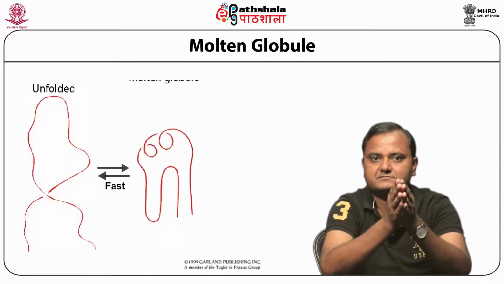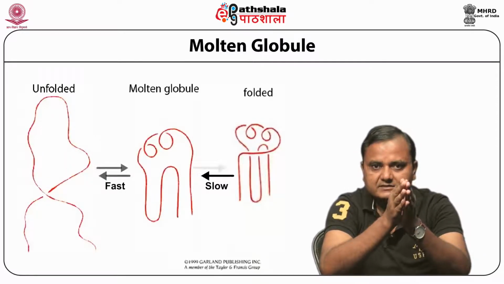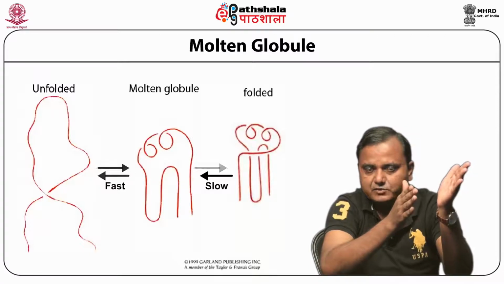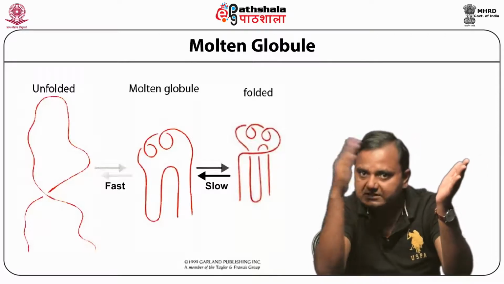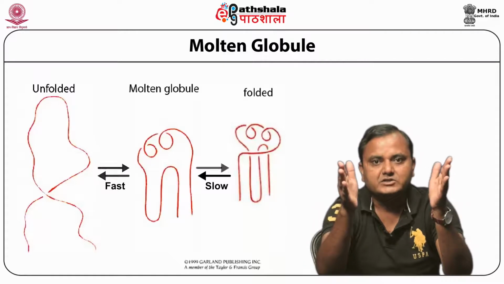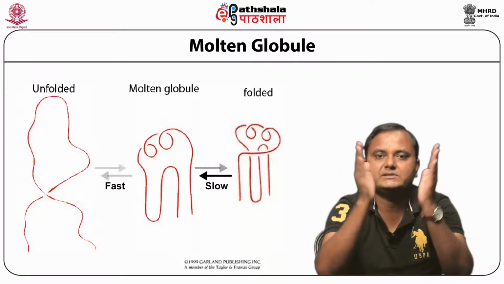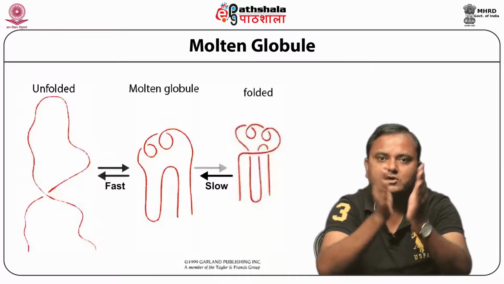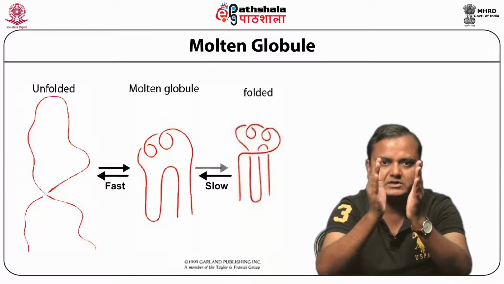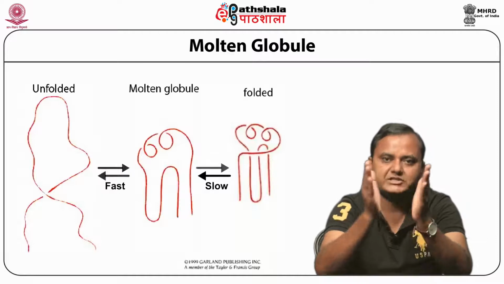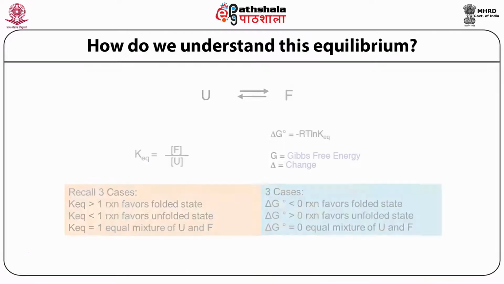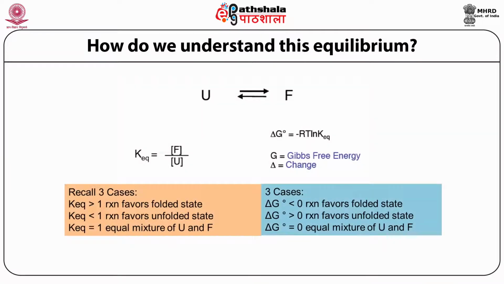You can see here the unfolded state of the protein at the extreme left, and at the extreme right you can see the folded state. So there is a state that exists between these two states, known as the molten globule state. It is a short-lived state. It exists only in a certain range of the concentration of denaturants. Here we talk about how we understand this equilibrium between the unfolded and folded state, and we simply derive it in terms of the value of delta G.